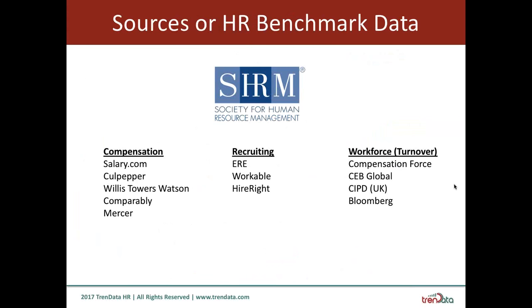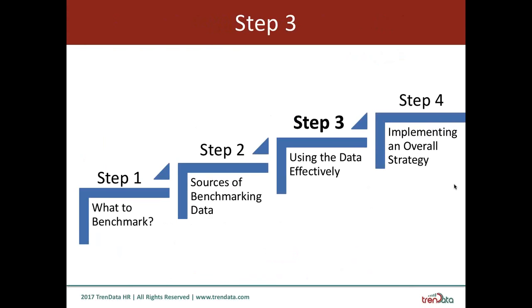There's a couple other groups. CEB Global is very big, and they publish a lot of benchmarking data every year. CIPD is a little like a SHRM out of the UK, but they do publish benchmarking data that's not just UK specific. And then I also found that Bloomberg publishes a very good report every year, and it's free, where you can find a lot of good benchmarking data to use in your business. So that's just a couple of sources for benchmarking data.